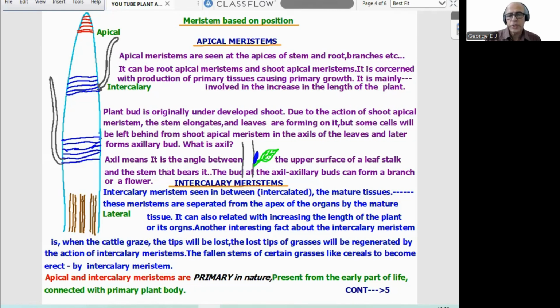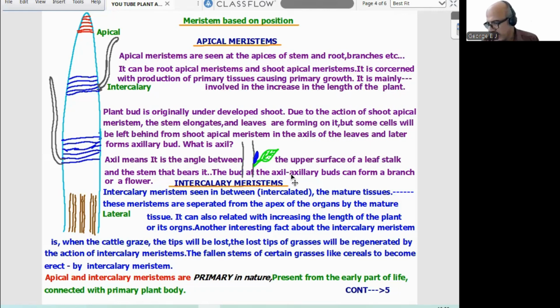But some cells will be left behind from the shoot apical meristem. So this will be the diagram: shoot apical meristem in the axils of the leaf. Axil means this position. And later it forms the axillary bud. It may continue the growth, the axillary bud, that will be coming.